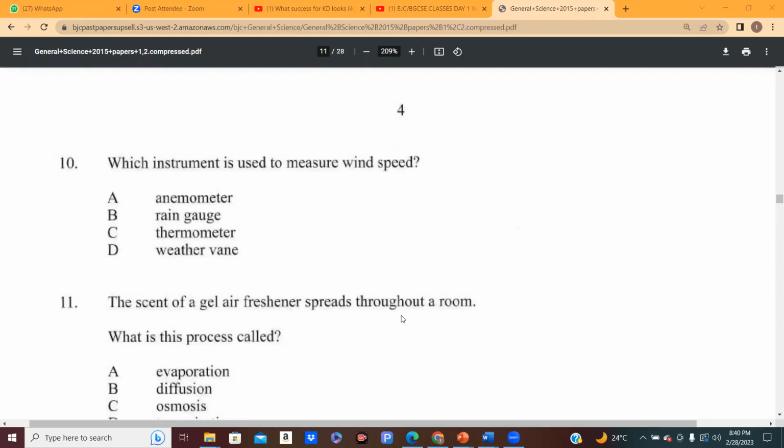Number 10, Jasmine. Which instrument is used to measure wind speed? Is it A, anemometer, B, rain gauge, C, thermometer, or D, weather vane? A. A, anemometer, wind speed. That's correct.